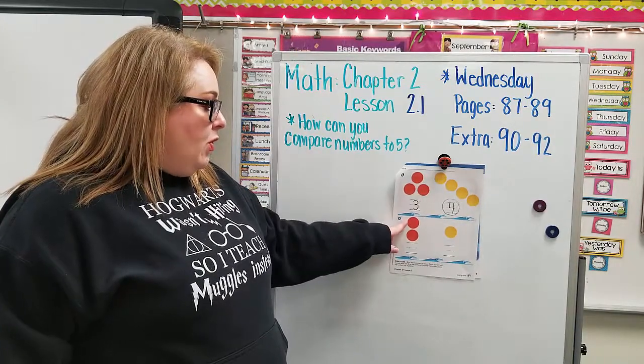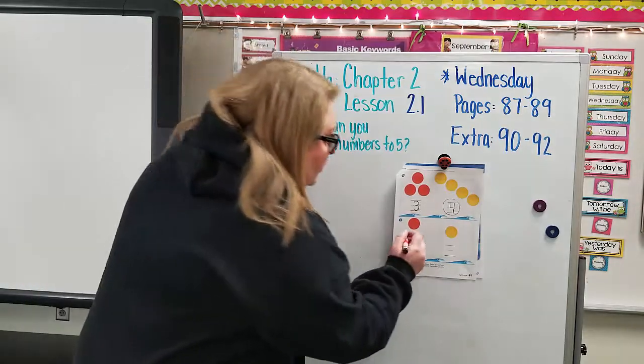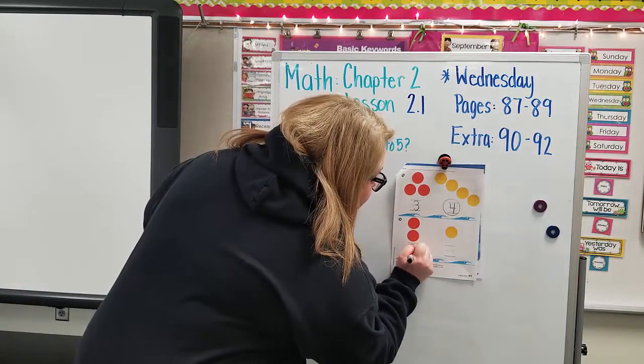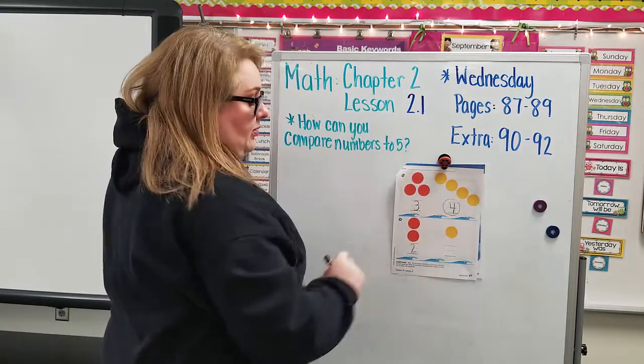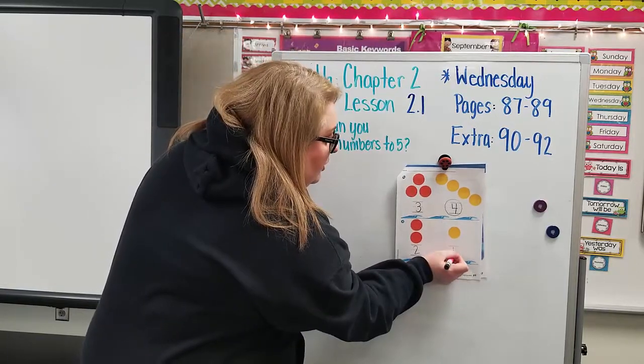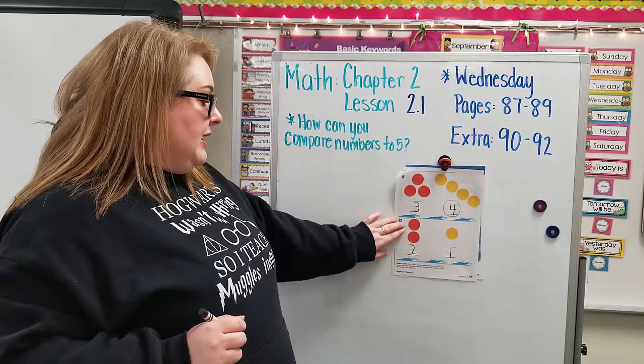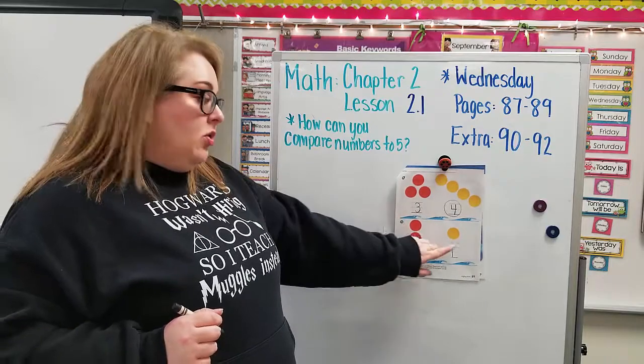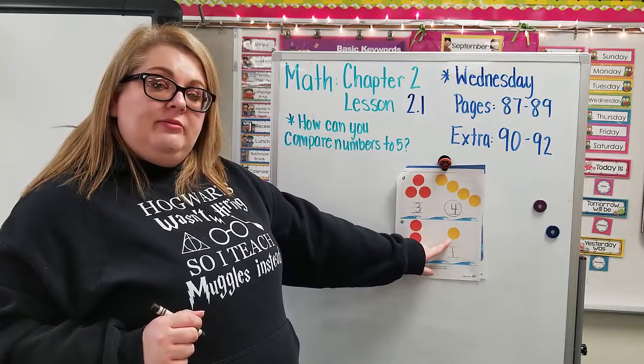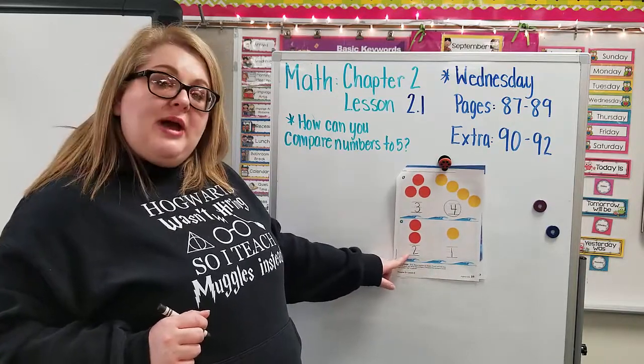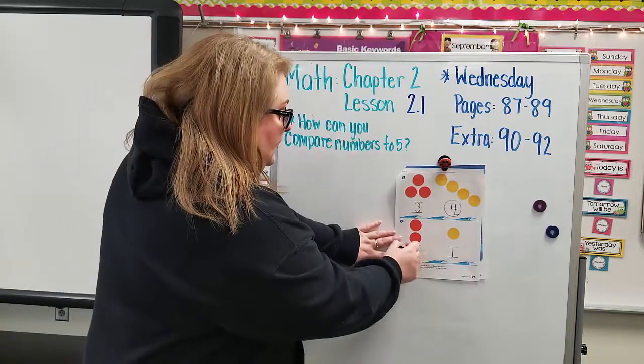Last one, we have 1, 2 red ones. So go ahead and write a 2. And how many yellow? We just have 1. So which one is bigger? Is the 2 red bigger or is the 1 yellow counter bigger? It is the 2 red. So go ahead and circle the 2.